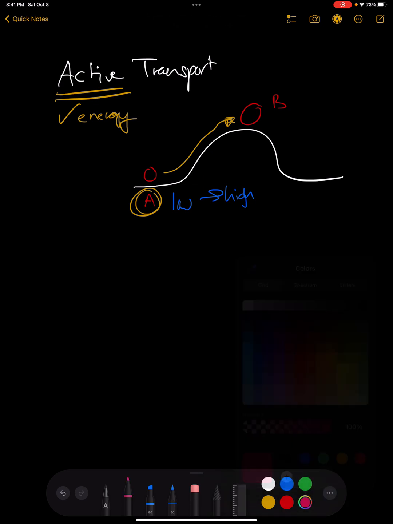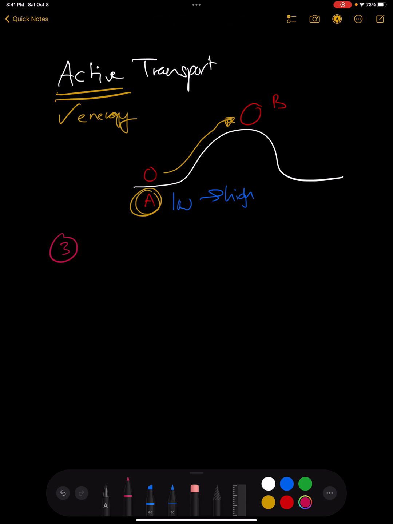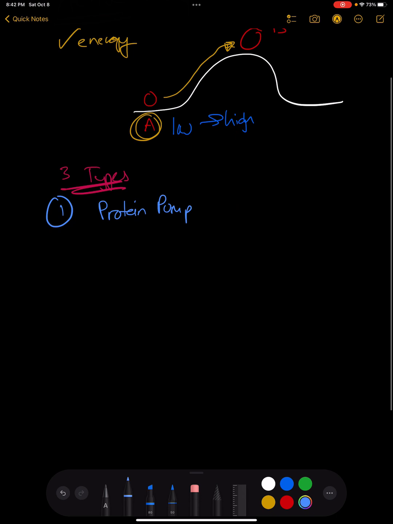Now, I have 3 types of active transport. My first type is called a protein pump. All right, now, protein pumps follow the same rules. Yes, they need energy to work. And yes, they are going to go from a low to a high concentration. So it's not about reaching equilibrium anymore. It's usually because I need to bring stuff into my cell.